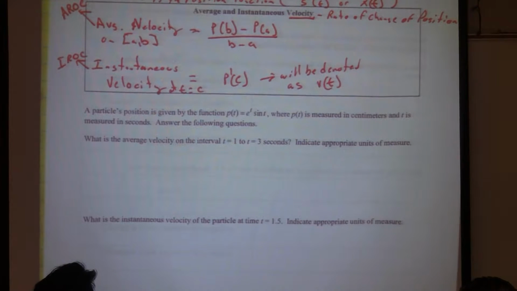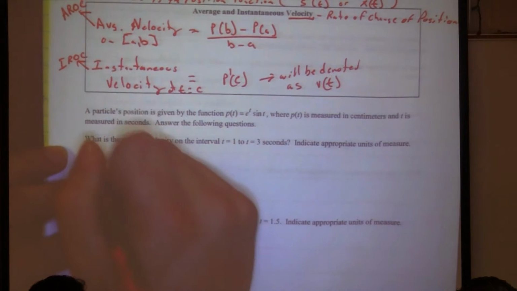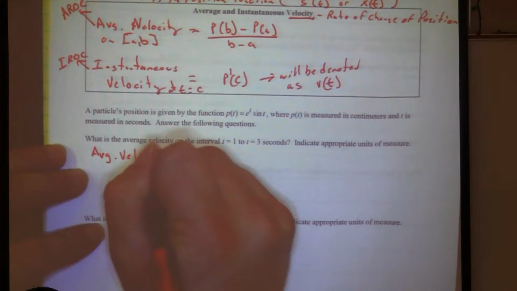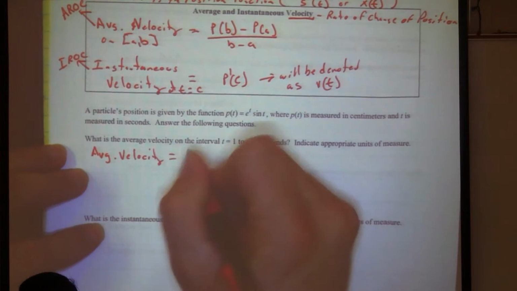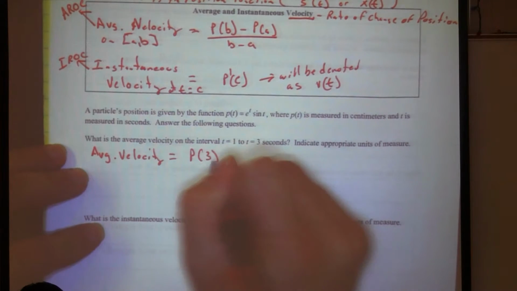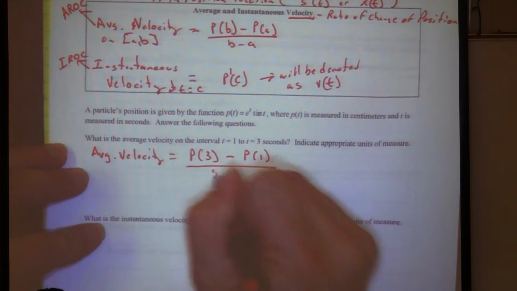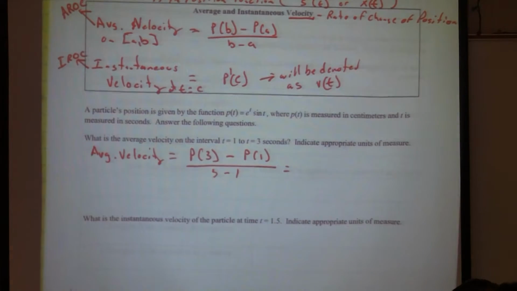What is the average velocity on the interval from 1 to 3 seconds? Indicate the appropriate units of measure. So what would I have to do in order to find that? P of 3, A-ROC? Alright. P of 3 minus P of 1. So the average velocity is going to be p of 3 minus p of 1 over 3 minus 1. Alright, so let's do that on our calculators.